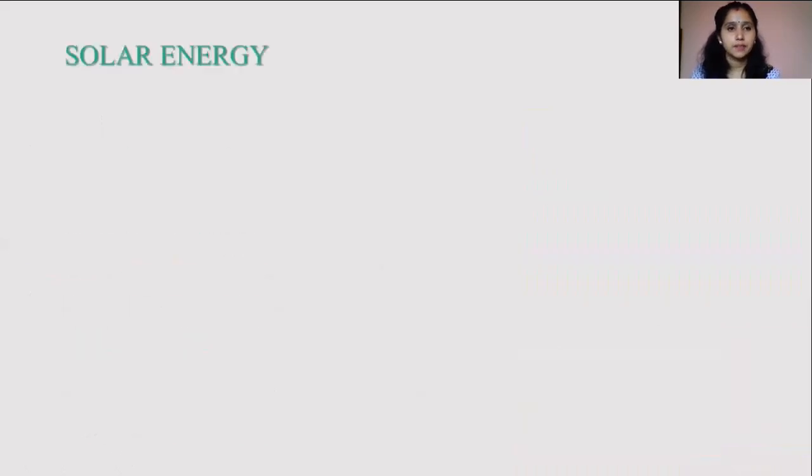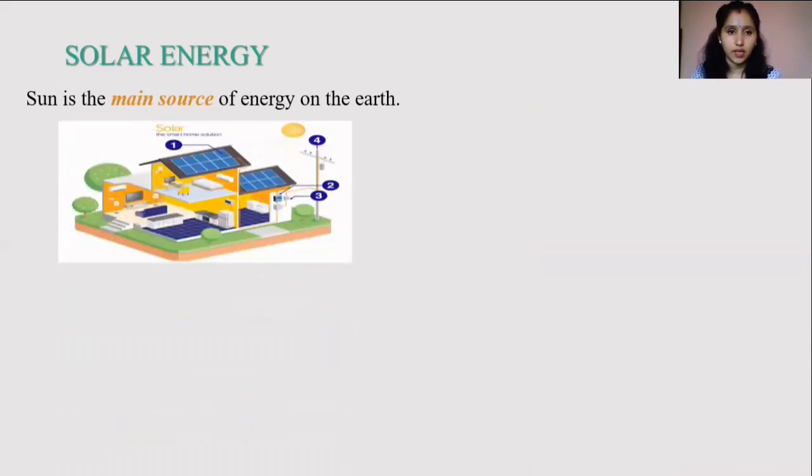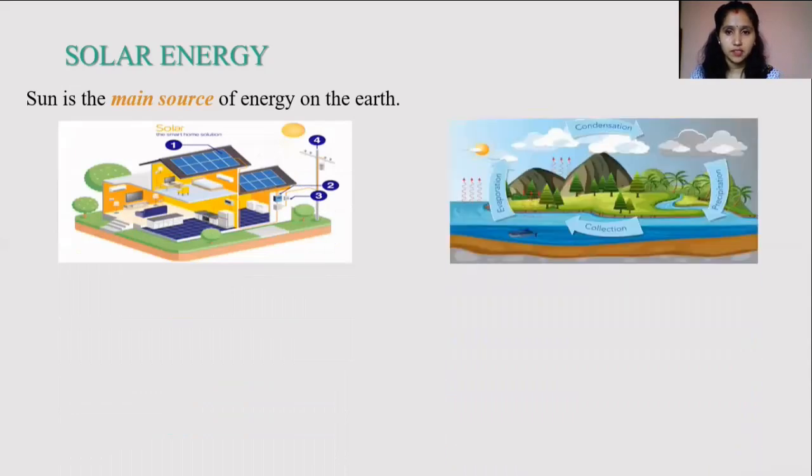Now next, solar energy. Another important aspect of environment, that is abiotic component, that is solar energy or sun. Sun is the main source of the energy on the earth. You can see here figures. Yes, we have already discussed about this figure. Solar energy, how it is being used in the solar panel of our houses, and in nature how water cycle occurs because of heat of sun.